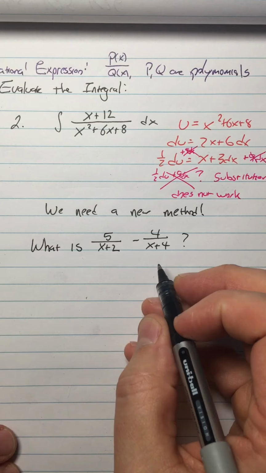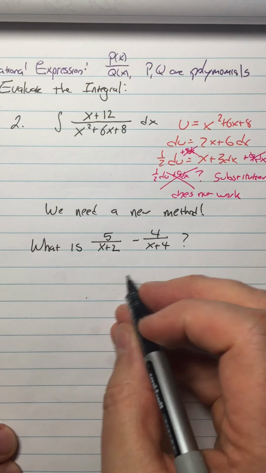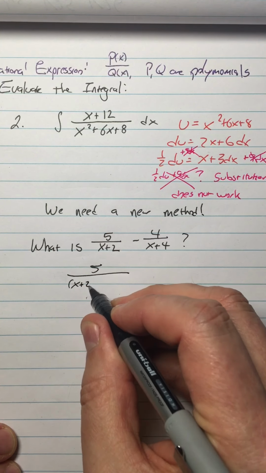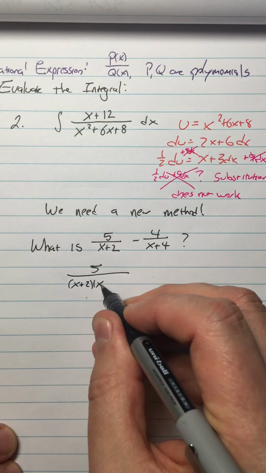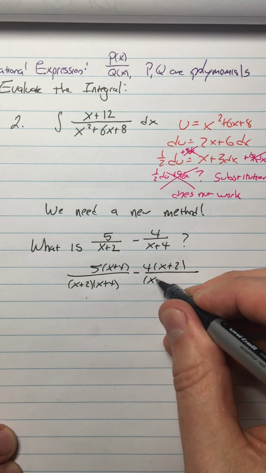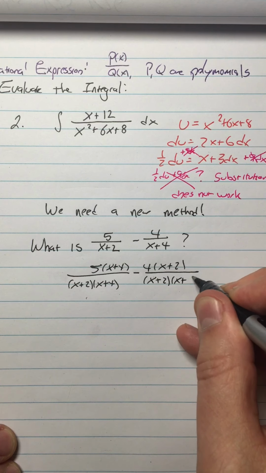Okay, so hopefully you answered this question and you said, oh, well, what I would need here is a common denominator. So my common denominator would be x plus 2, x plus 4. I'd have to multiply the top of this one by x plus 4, minus, and this one I'm going to multiply top and bottom by x plus 2. So I'll have x plus 2 up there, x plus 2, x plus 4.